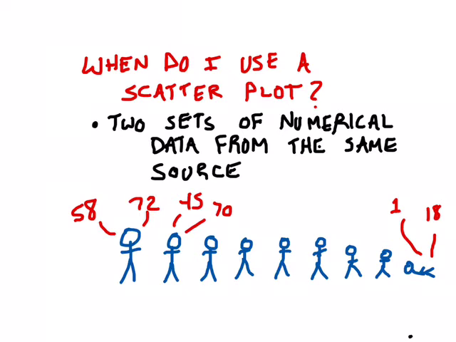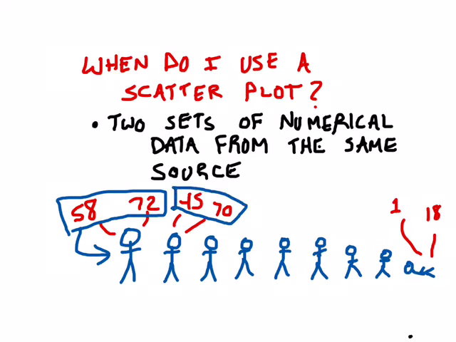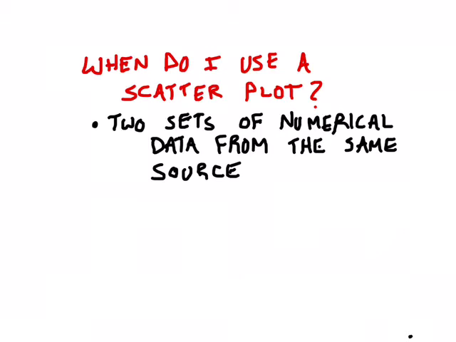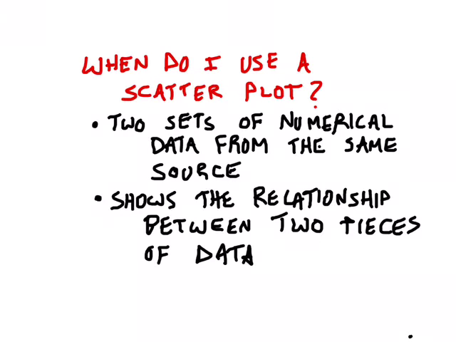The important thing here is, again, that we are collecting two pieces of numerical data from the same source, in this case from the same person. Two pieces of numerical data from the same source. And we're going to take all those paired data and we're going to put them onto a scatter plot. Because what that helps us see is the relationship between those two pieces of data. And that's the real idea of a scatter plot.